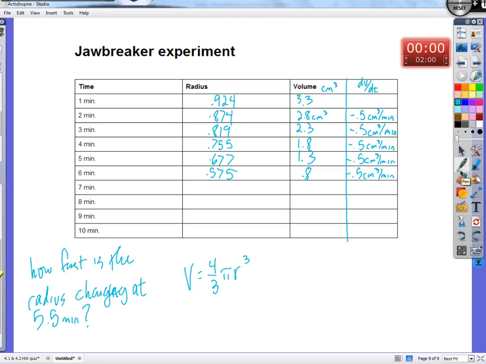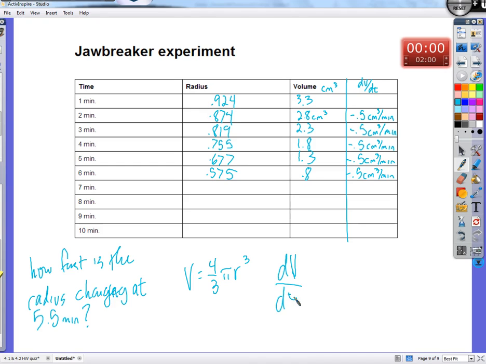So we want to find out how fast it is changing when the time is such and such. Well, we have a function that relates the volume and the radius. So how would we relate the change in the volume to the change in the radius? Exactly. With respect to time, but the time doesn't have to be 5.5 until after we take the derivative. So, with respect to t, dV/dt.